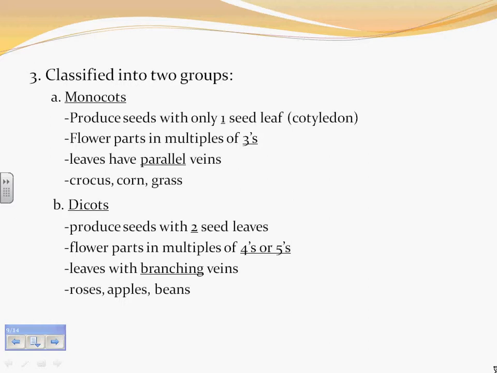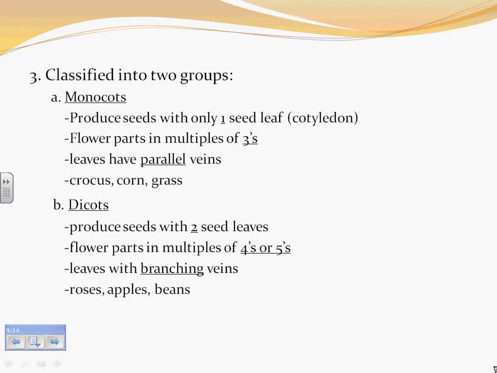Plants can be classified into two groups. The first group are monocots. Monocots produce seeds with only one seed leaf or cotyledon. Their flower parts are in multiples of 3. They have leaves that have parallel veins. Examples include crocus, corn, and grass.